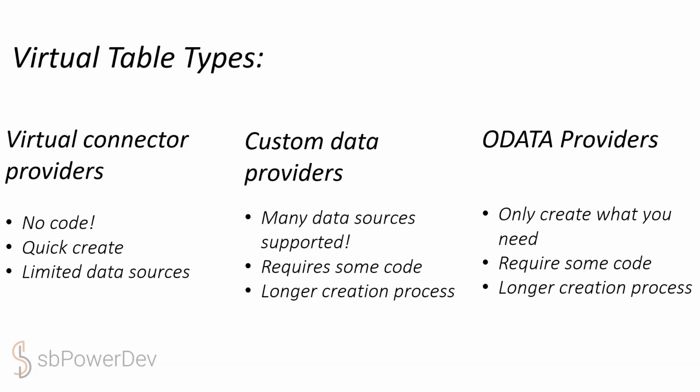You can also create a virtual table using OData APIs if you don't need to have full access to a specific data source. For example, you might need to get specific data from a source and use that as part of an app, but you don't need to have full access to everything that's stored inside that data source. OData APIs are really great for that. You'll need the same level of code experience as you do for a custom data provider. You just might need to do less code.